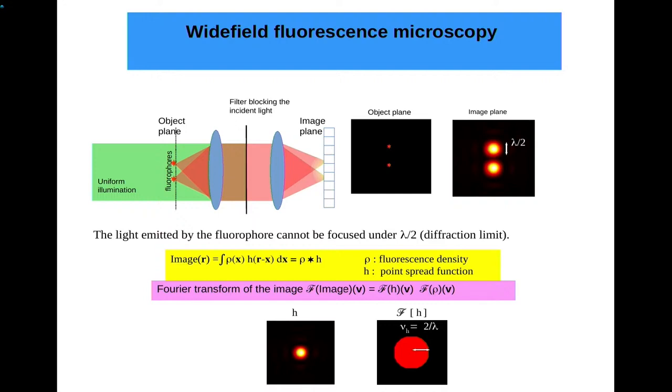And you see that those spots are much bigger than the fluorophore because the light emitted by the fluorophore cannot be focused under lambda over 2, where lambda is the wavelength of the emitted light. So in this course, I will talk about the linear fluorescence regime, which means that the light emitted by the fluorophore is proportional to the intensity of the incident illumination on this fluorophore.